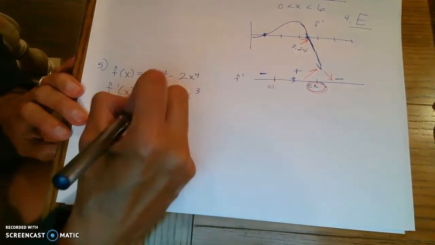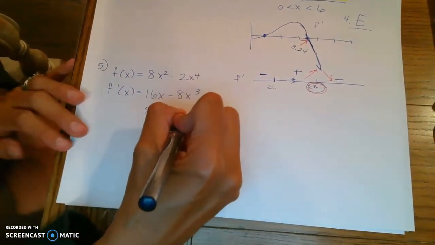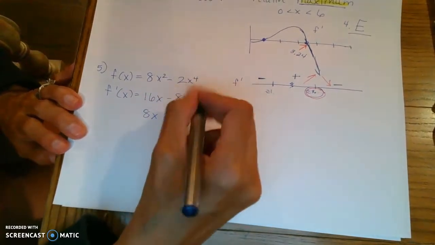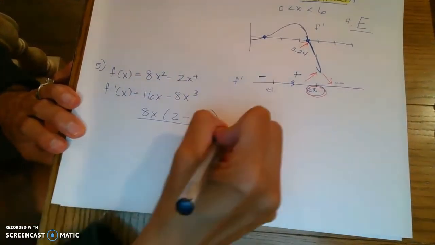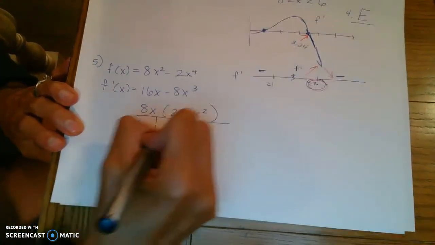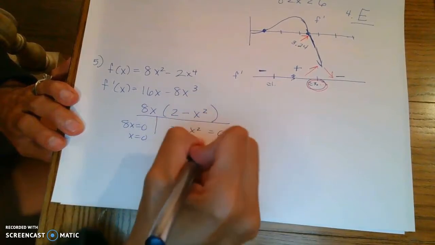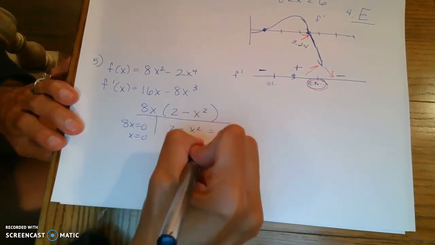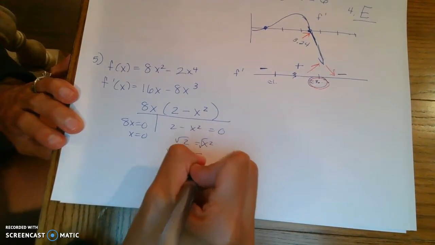You're going to GCF an 8x, and you're going to be left with 2 minus x squared. You're going to set this equal to 0, so 8x equals 0, so x equals 0. And 2 minus x squared equals 0. I'm going to add that x squared over and square root both sides. I'm going to get 2 answers of plus or minus the square root of 2.